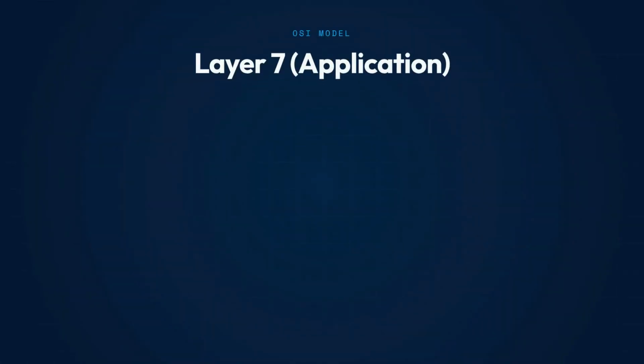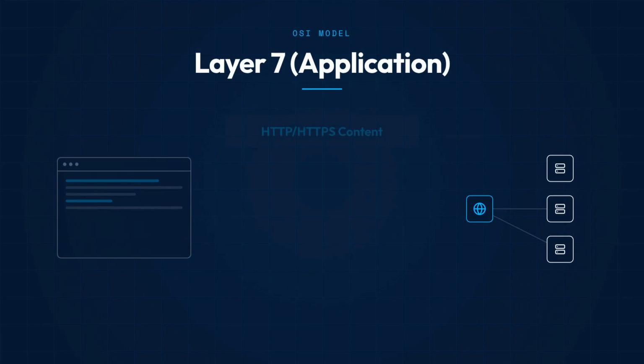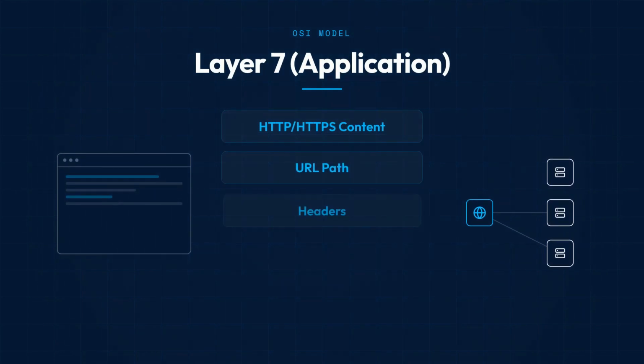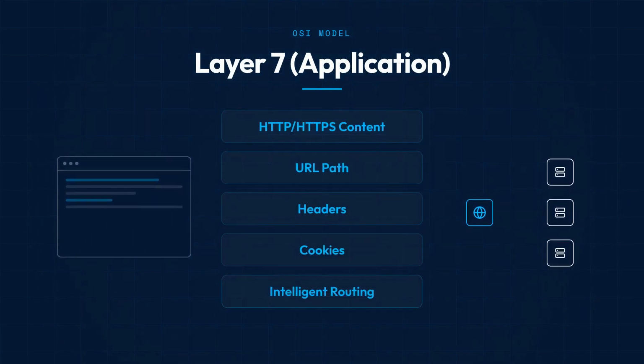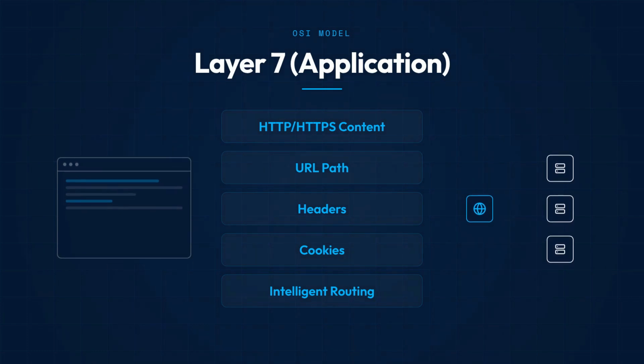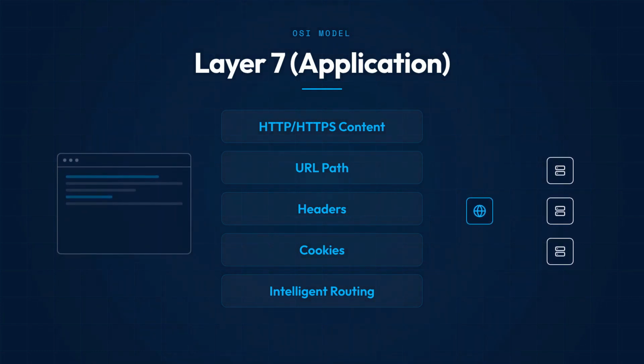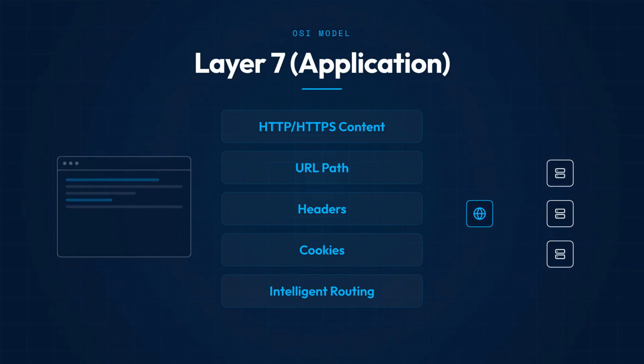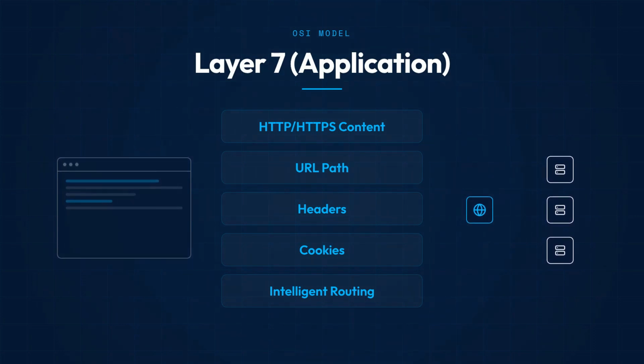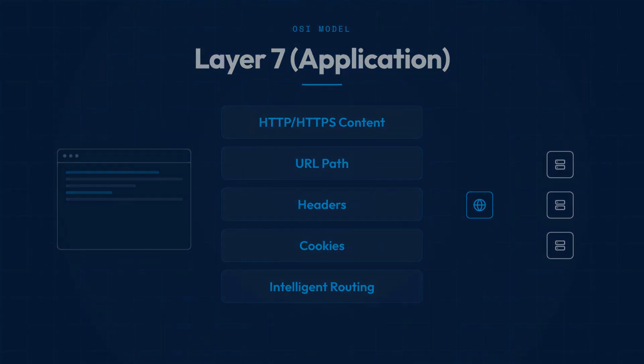Layer 7 balancing happens at the application level. It actually looks at the HTTP request. It can see the URL, the headers, or even cookies. This allows for intelligent routing, like sending requests for images to one set of servers and API calls to another. It's slightly slower due to the inspection, but far more powerful for web apps.